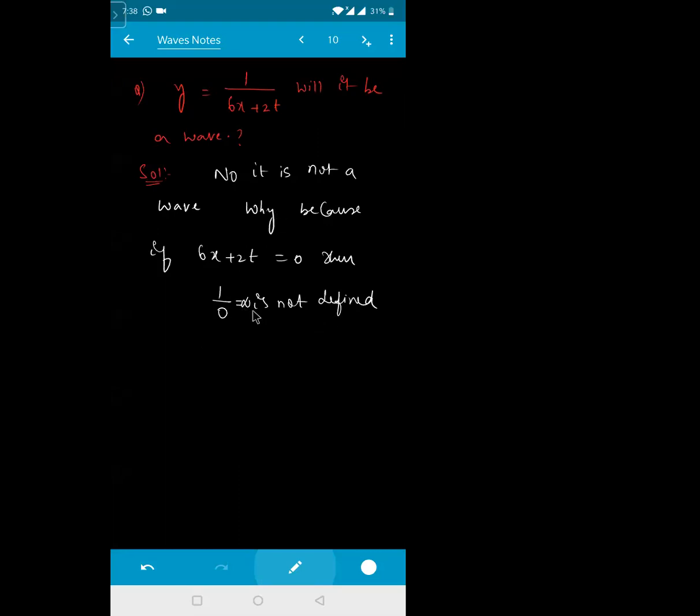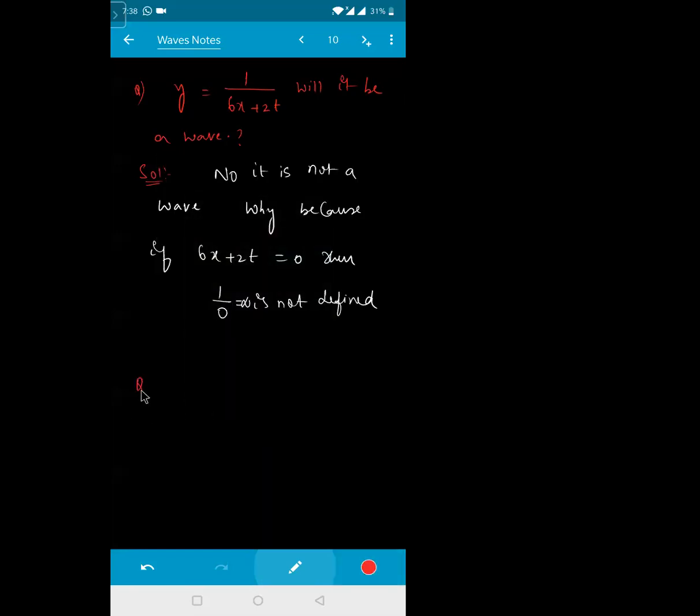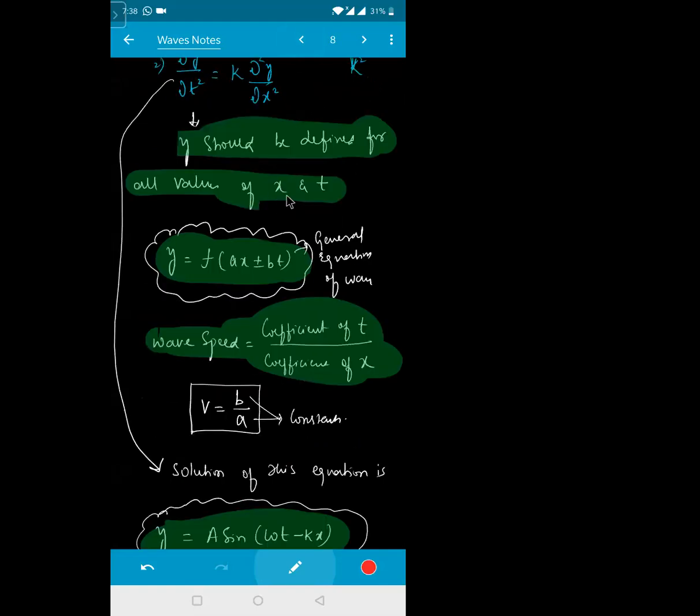Is it clear for everyone? Yes, sir. It should satisfy any value, sir. Yeah, see, what I told you, the condition is y should be satisfied for all the values of x and t. Then only you can say it is a wave. Otherwise, it is not a wave. Y should be defined for all the values of x and t.